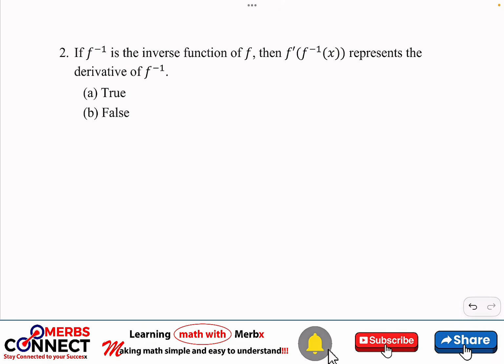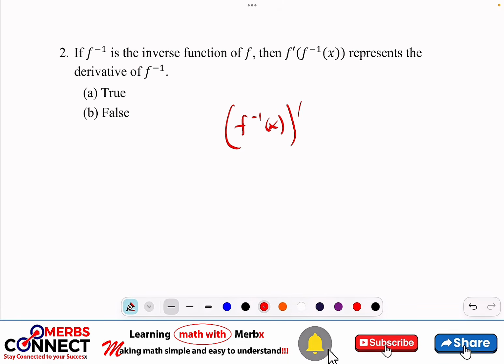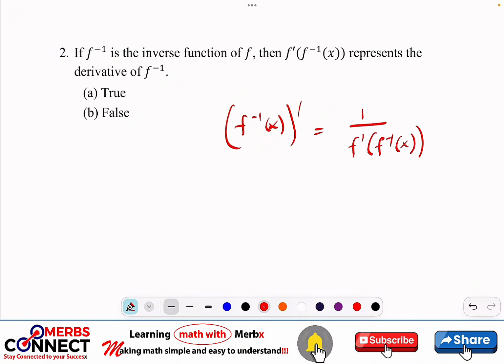Now question 2 says that if this is the inverse of the function f, then this represents the derivative of this. Is this true? Okay, let's think about the inverse function theorem. What is the inverse function theorem? We can write it like this: f inverse all to the power prime, because we are talking about the derivative here, is actually equal to 1 divided by f prime of f inverse of x, right?